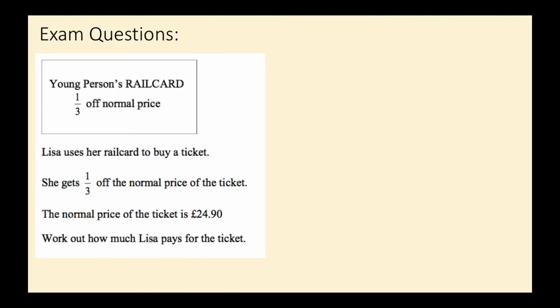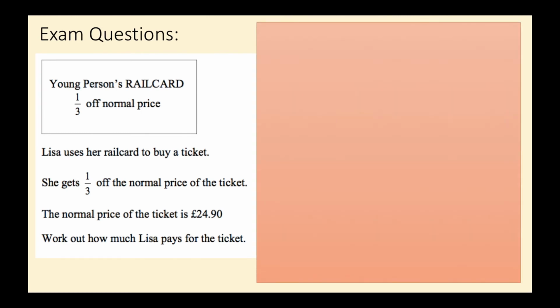Okay. Next one. Pause the video if you want to have a go first. A young person's rail card is 1/3 off normal price. Lisa uses her rail card to buy a ticket. She gets 1/3 off the normal price of the ticket. The normal price of the ticket is £24.90. Work out how much Lisa pays. Again, nice question. You should get this quickly.